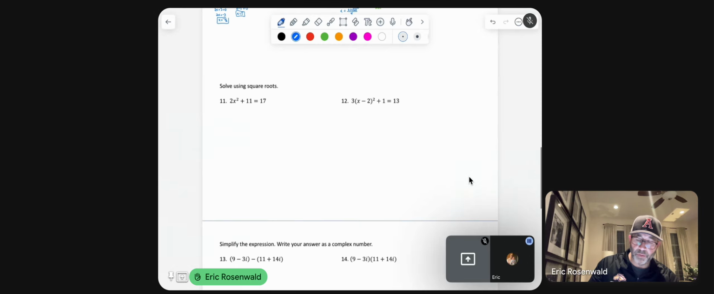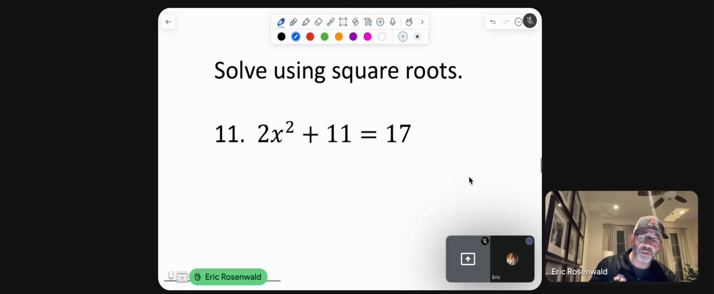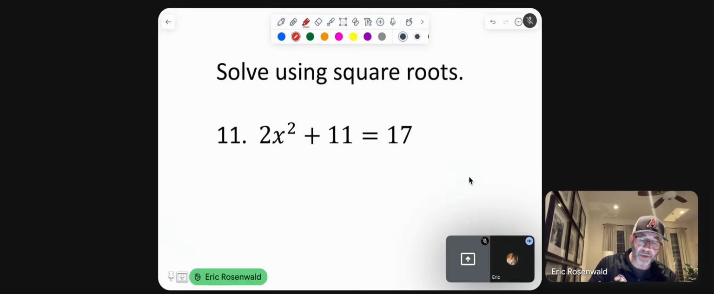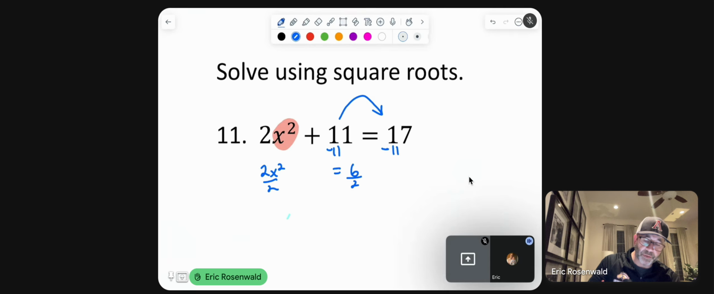Now we're on to square root method. When we're doing the square root method, remember that means that we're trying to isolate the squared portion. So that means that x squared has to be alone. So let's take this 11 and move it. We end up with 2x squared is going to equal 6. That's when I subtract 11 from both sides. Divide both sides by 2. We end up with x squared is equal to 3. Take the square root of both sides. We get x equals plus or minus root 3.